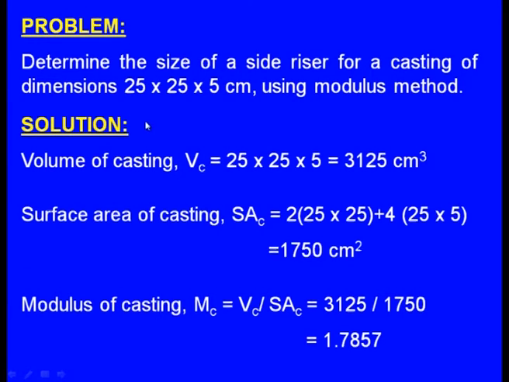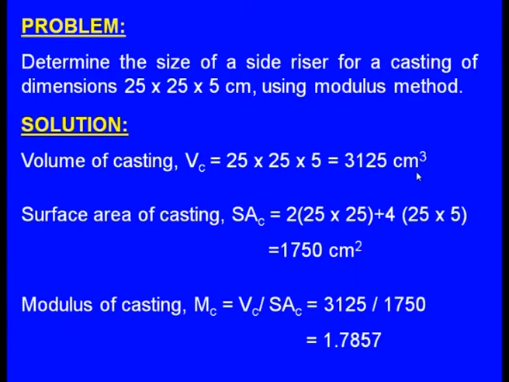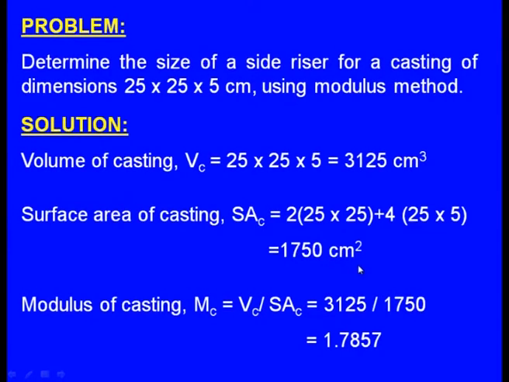Volume of the casting, Vc, is equal to 25 into 25 into 5, that is equal to 3125 cubic centimeters. Next, we have to find out the surface area of the casting. The 25 by 25 surfaces, there are 2, so 2 into 25 into 25. Similarly, for the 25 by 5 surfaces, there are 4, so 4 into 25 into 5. The total surface area of the casting is equal to 1750 square centimeters.